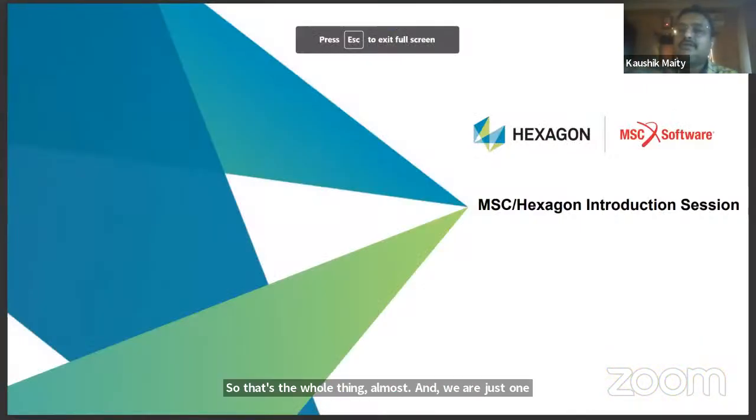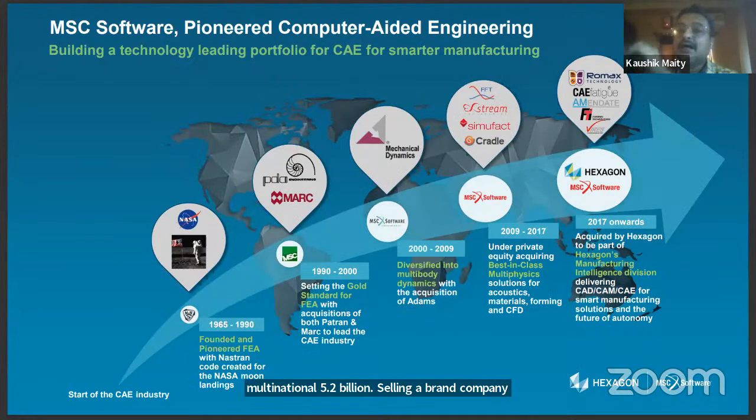We are partner of Hexagon. You know what is Hexagon? Hexagon is a multinational 5.2 billion selling brand company worldwide who are specialized on hardwares like CMMs, 3D scanners, and as well as softwares.